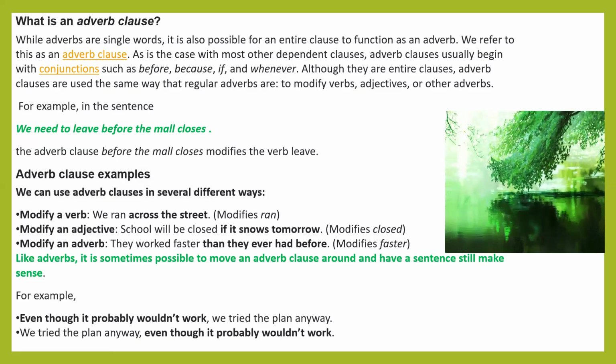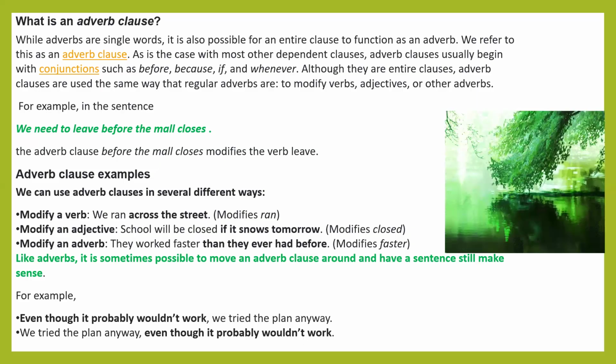Now second, modify an adjective. Example: school will be closed if it snows tomorrow. If it snows tomorrow is an adverb clause which modifies closed, and it starts with the conjunction if. Adverb clauses also modify an adverb. Example: they work faster than they ever had before. In this case, than they ever had before is an adverb clause. It modifies faster, and than is the conjunction.